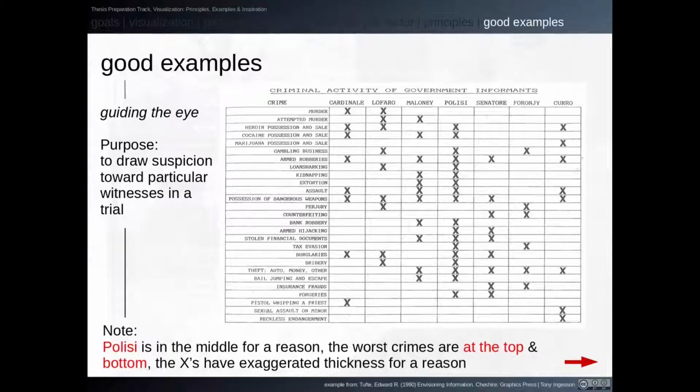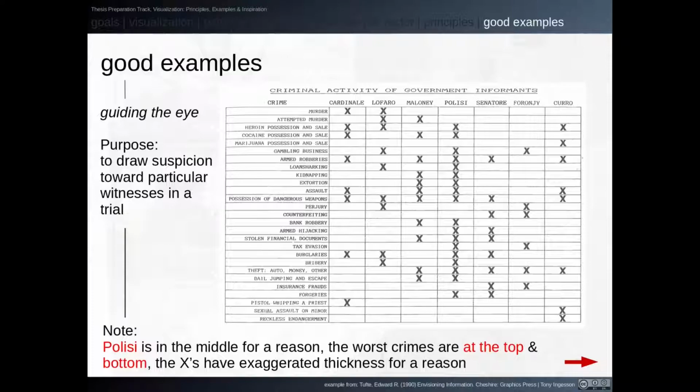And also note that the worst crimes are at the top and bottom. Also note how thick the X's are. The idea here is to make the jury think that Polisi is an unreliable witness. And they do this by making the X's as thick as possible to really draw the eye in and to specifically highlight Polisi because he was an important witness.